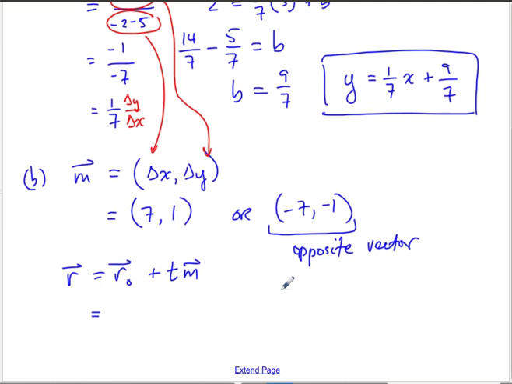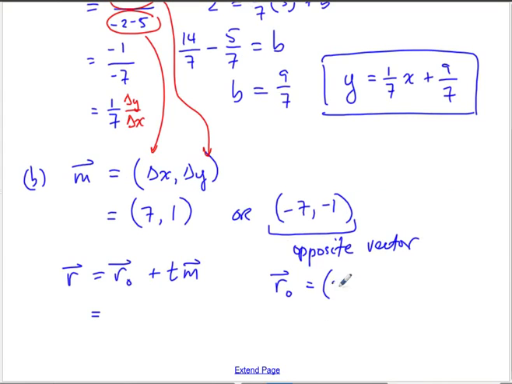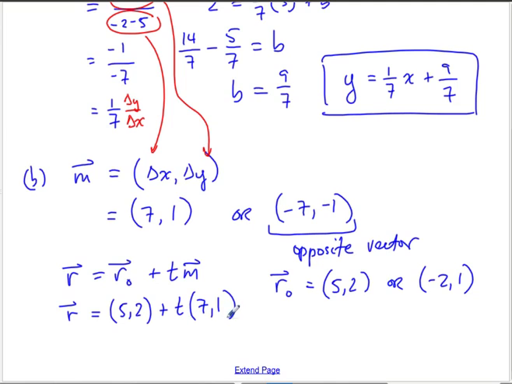My initial position vector is going to be one of the two, it's going to be the vector that points to one of these 2 points. So 5, 2, or -2, 1. And it doesn't actually matter which, it will still be a valid equation. So I'm going to choose the first one, 5, 2 plus t multiplied by the direction vector 7, 1. And we really do need to make a note that t is a member of the reals.